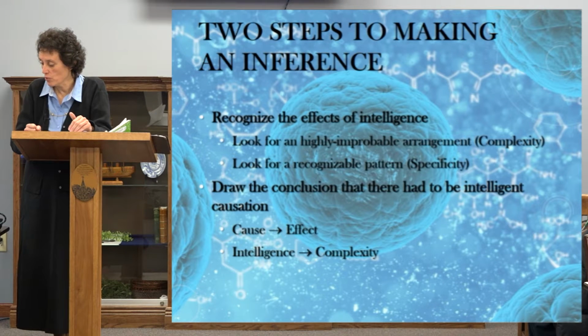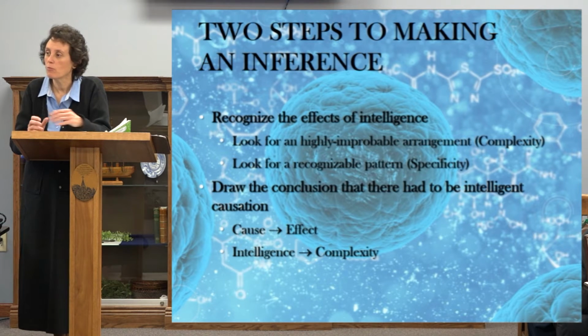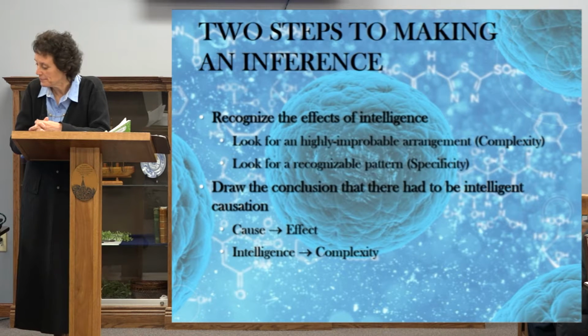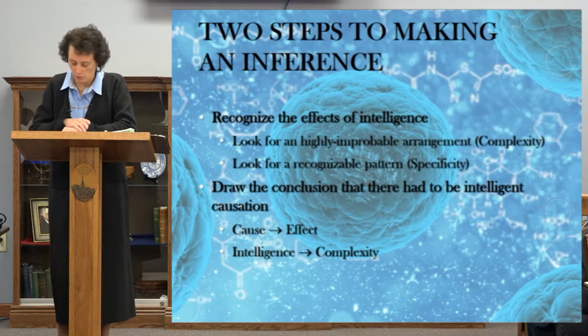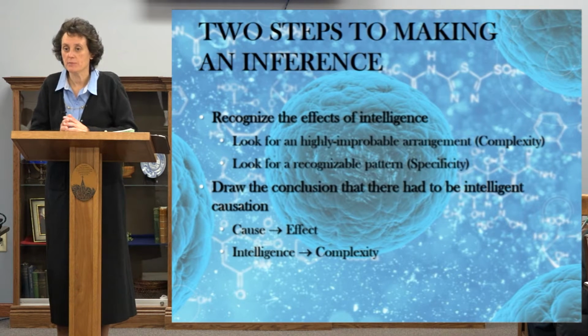And then we're looking for a recognizable pattern. Where are we going to find this in nature? Where's the information stored for living things? In the DNA of every cell. So we're going to be applying this to the DNA. So we can recognize the effects of intelligence by looking for a highly improbable arrangement and a recognizable pattern.